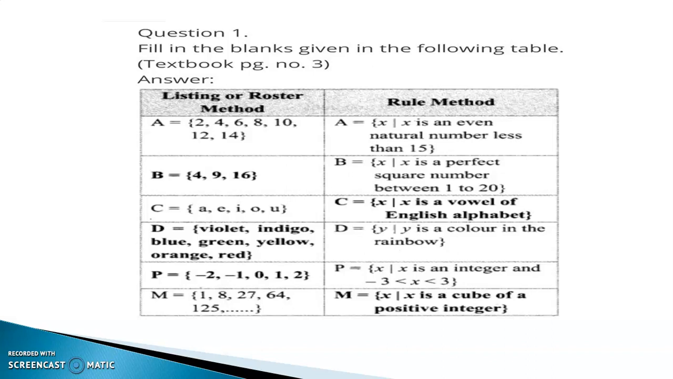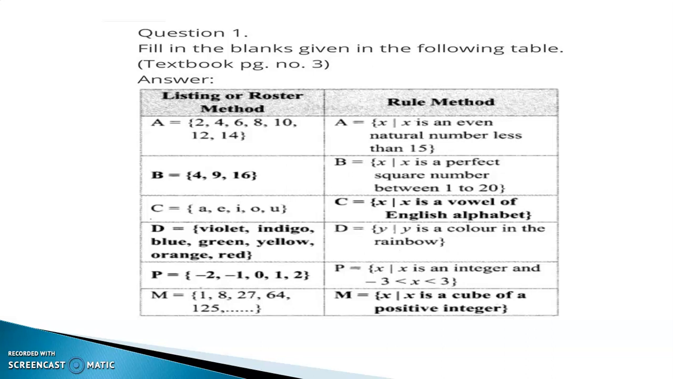In the next example, set is written in listing method, that is C equals to A, E, I, O, U. So rule method you will write as C equals to x such that x is a vowel of the English alphabet. Next, the set is written in rule method, that is D equals to y such that y is a color in the rainbow. In listing method, you will list the colors of the rainbow. D equals to violet, indigo, blue, green, yellow, orange and red.